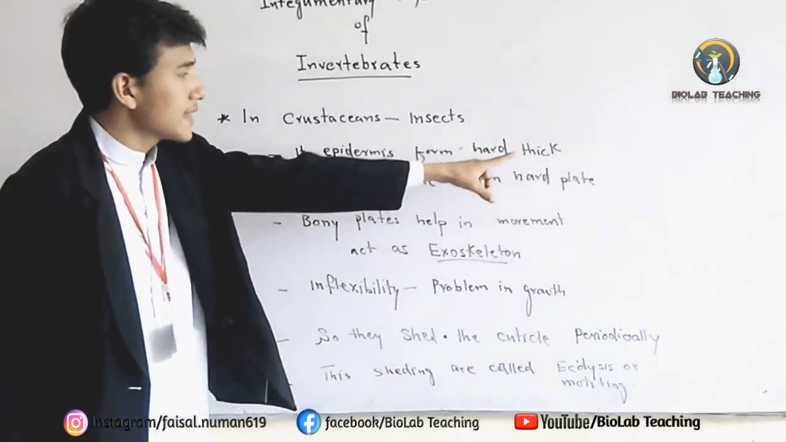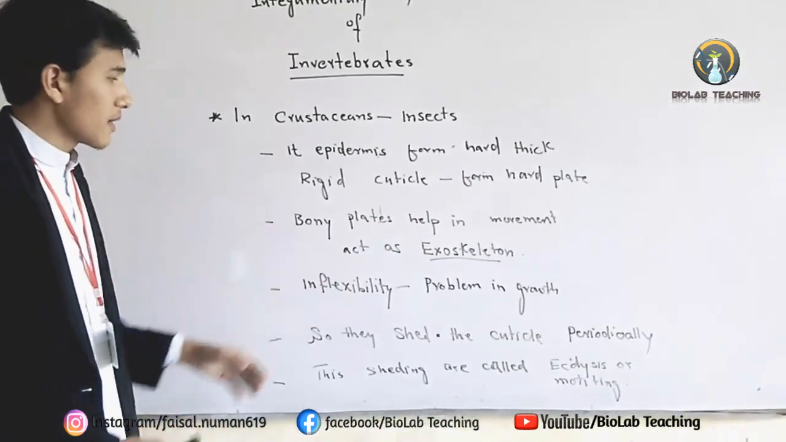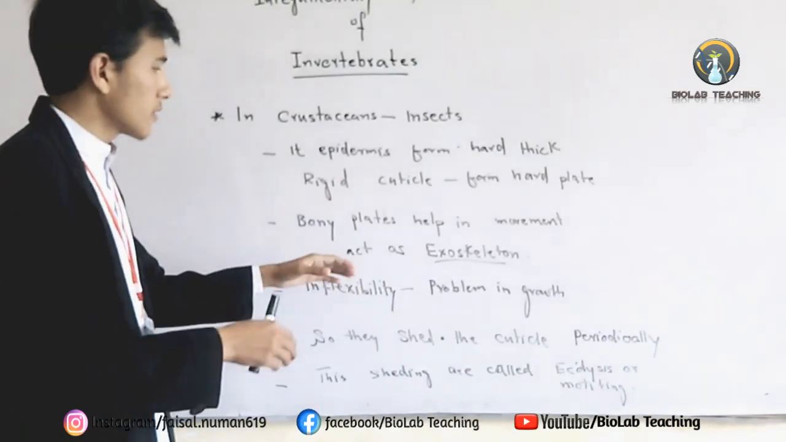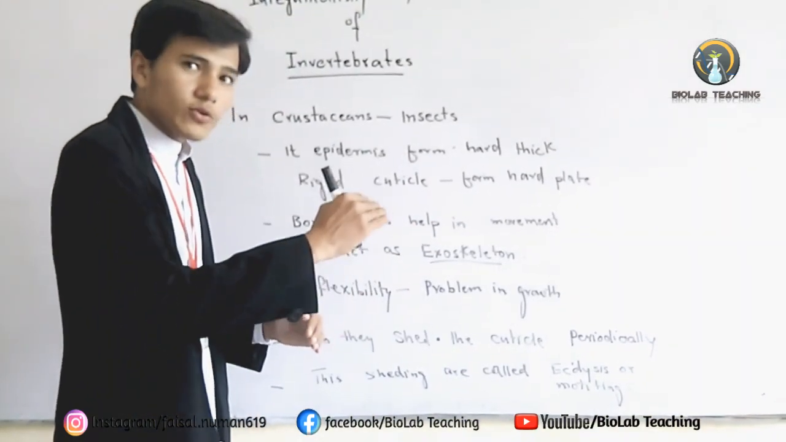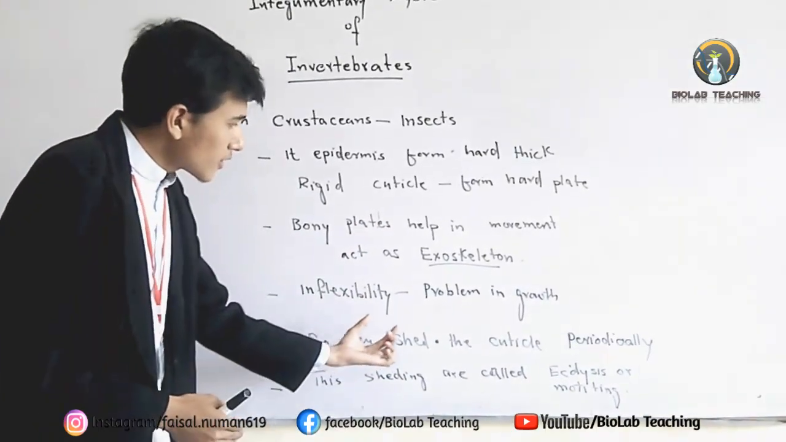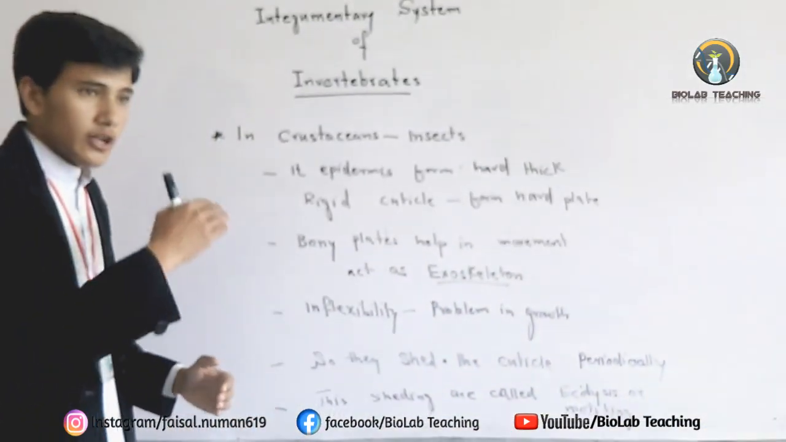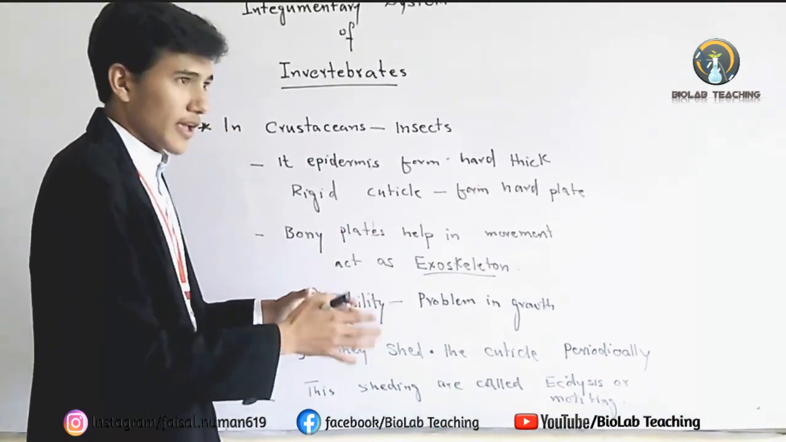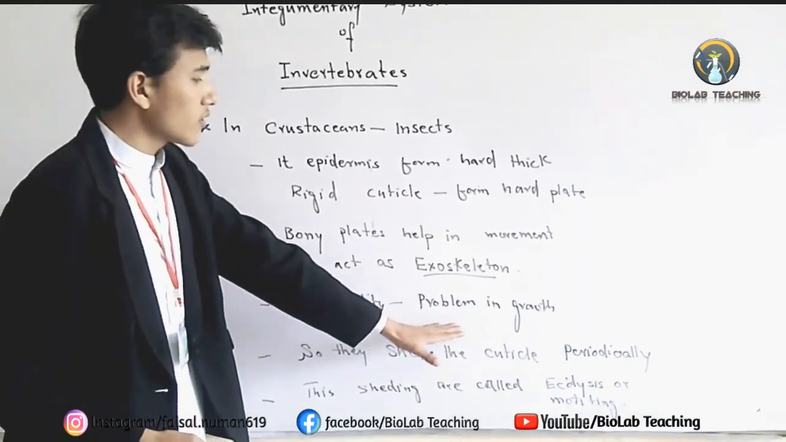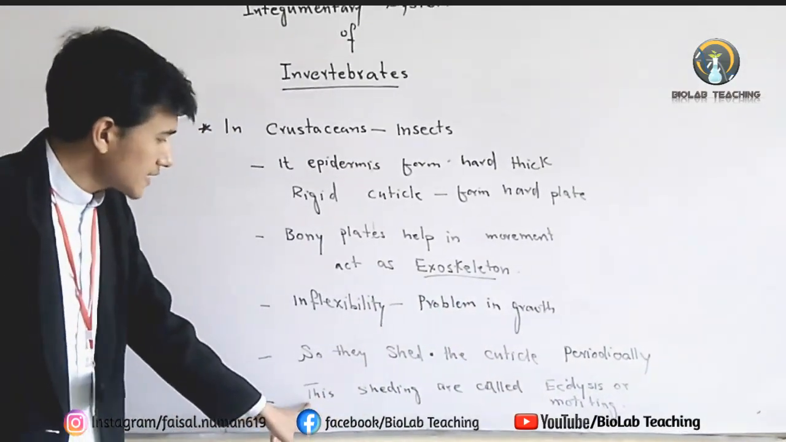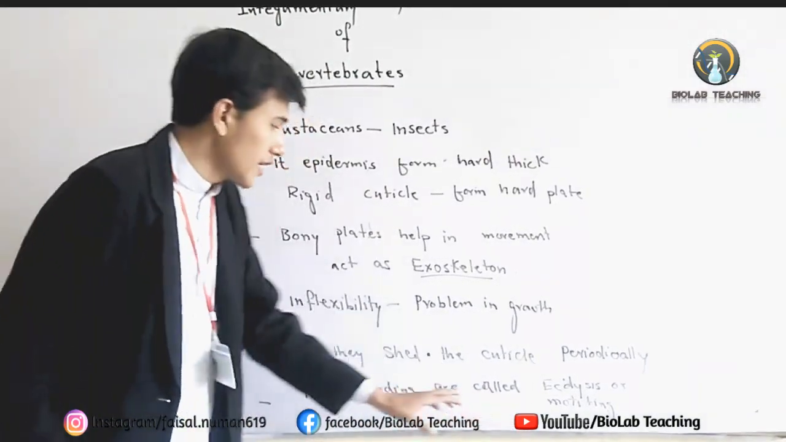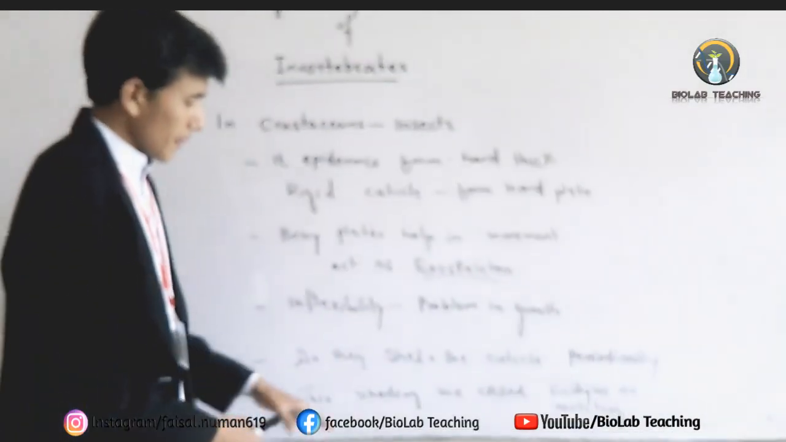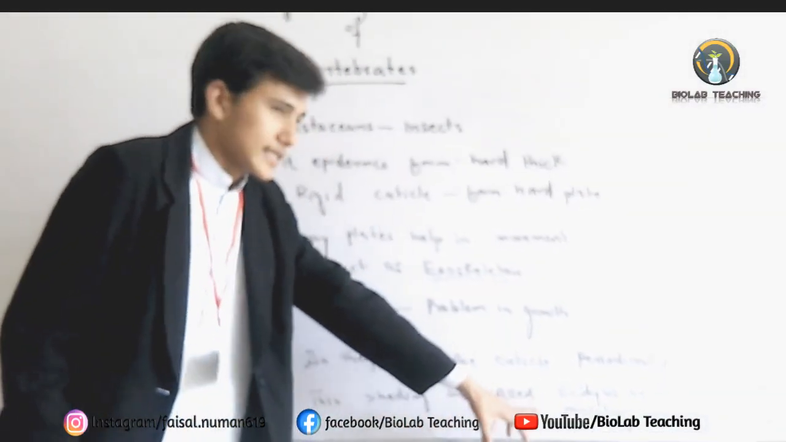Due to the hardness and thickness of the cuticle layer on its body, they have a problem with growth. Because they have a hard coat on their body, they cannot grow easily. So they shed the cuticle periodically. This means the old cuticle is shed and a new one comes out. That's how they prevent the growth problem, and this shedding is called ecdysis or molting. The shedding of the cuticle in crustaceans and insects is called molting or ecdysis.